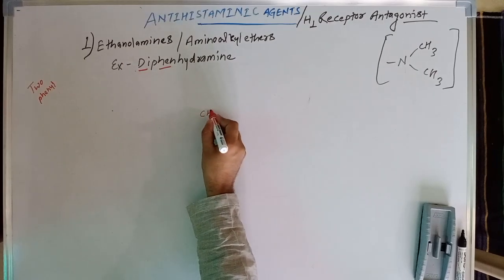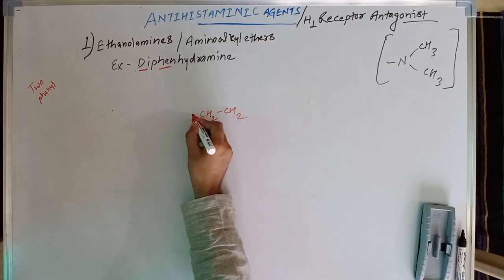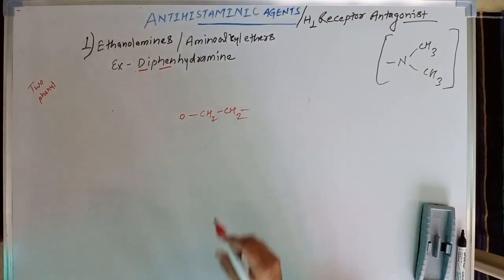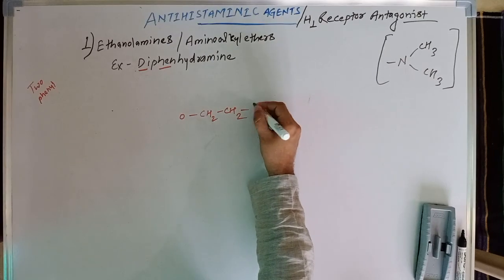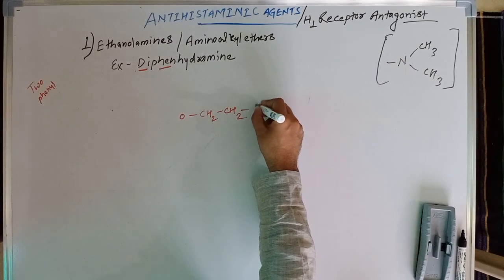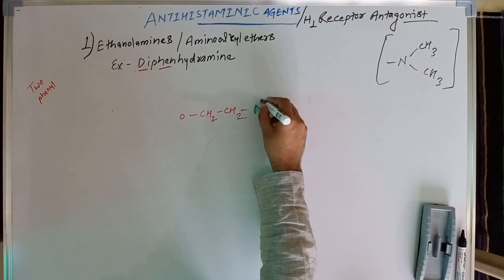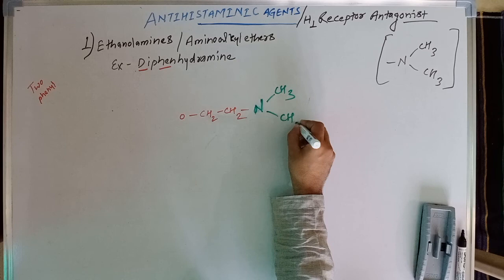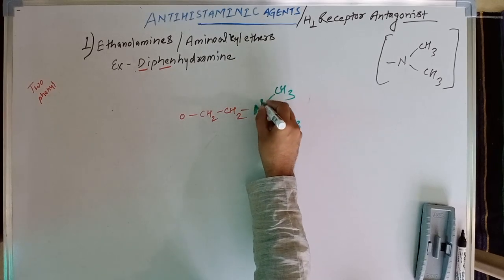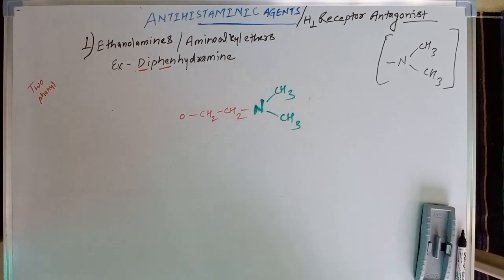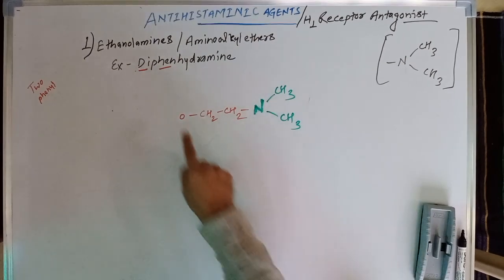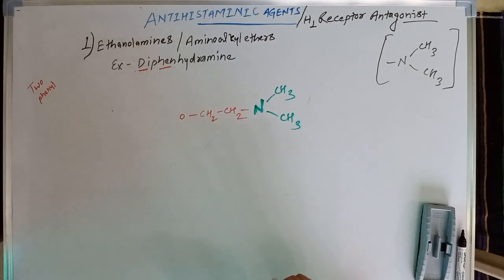Ethanolamines means CH2. Suppose this is your ethanol, and amine, as I have already discussed, means tertiary. Most antihistaminic agents have this tertiary amine group in their structure. So this is your tertiary amine group. So this is ethanolamine, and the drug which comes under this class is diphenhydramine.